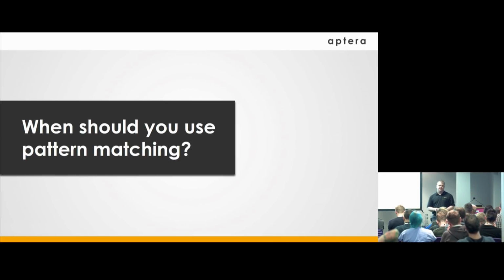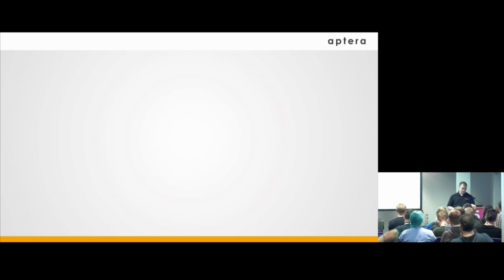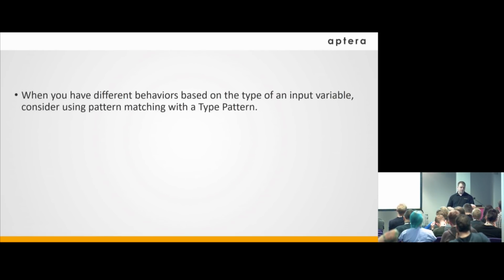So let's switch gears back to C#. I think those other languages are awesome. They help us think about pattern matching, but let's be real. When I get back to the office, I'm going to be writing C# code. So let's talk about when you should think about using it. When you have different behaviors based on the type of an input variable, consider using pattern matching with a type pattern.